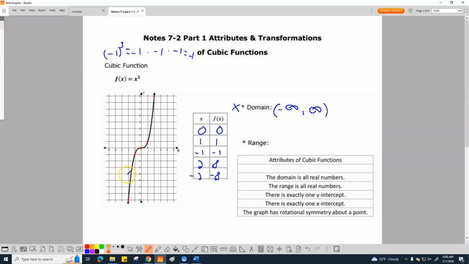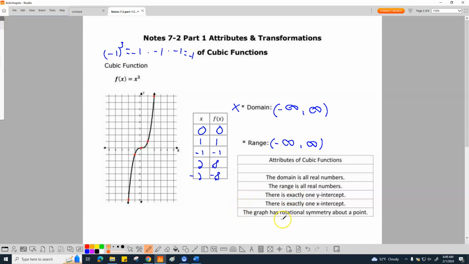Now with range, this is also going to be negative infinity to infinity. And how can I know that? Because look at it. Read it from the bottom to the top. Where am I starting? Negative infinity. And where am I going when I'm going to the top? All the way to positive infinity. So these are the attributes. The domain is all real numbers. The range is all real numbers. There's exactly one y-intercept. There's exactly one x-intercept.